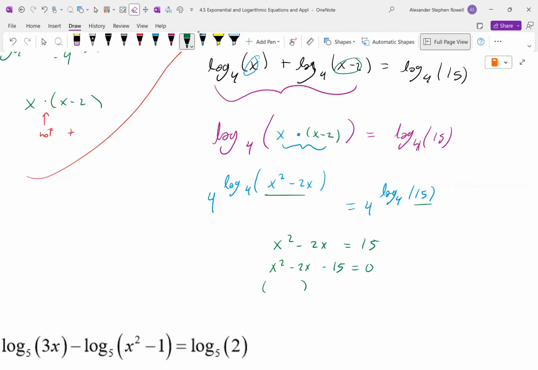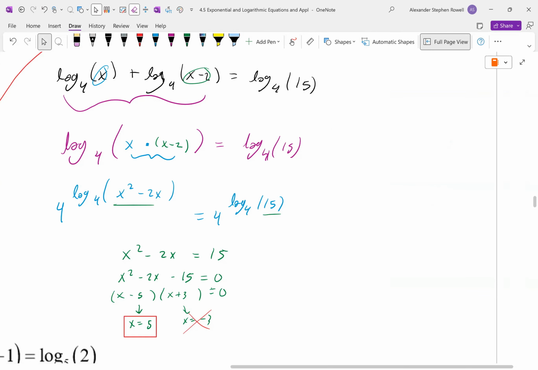Hopefully factoring works. (x minus 5)(x plus 3). So our work leads to solutions x equals 5 and x equals negative 3. Do you think they both work? Which one do you think doesn't work? Do we always cross out negative numbers? It's tricky. We haven't encountered one where we haven't. But no, negative numbers can be solutions.